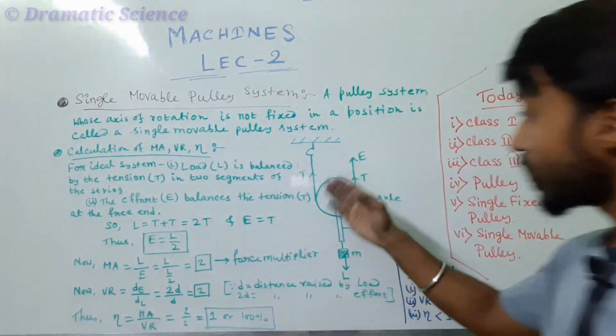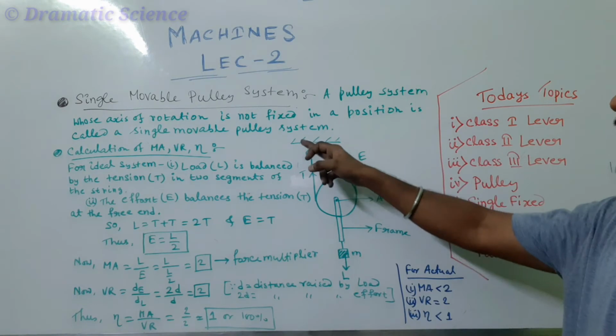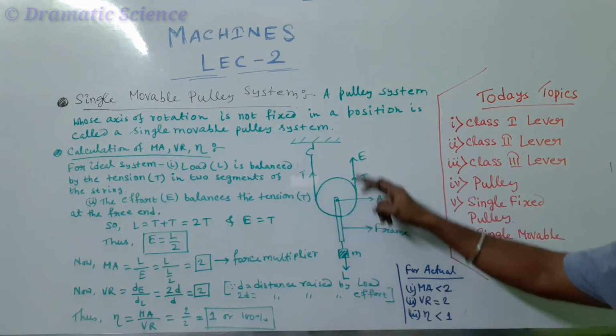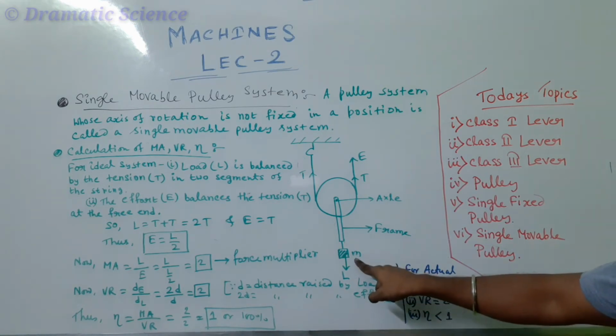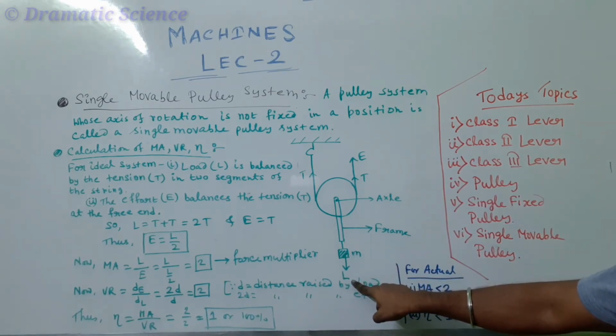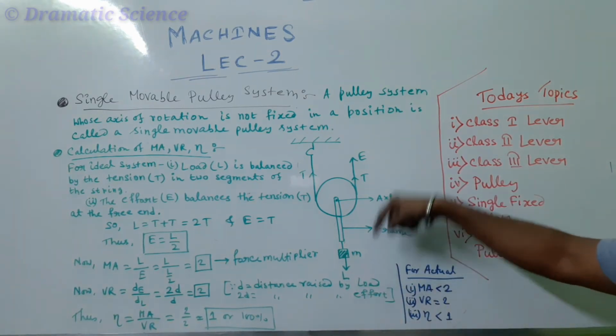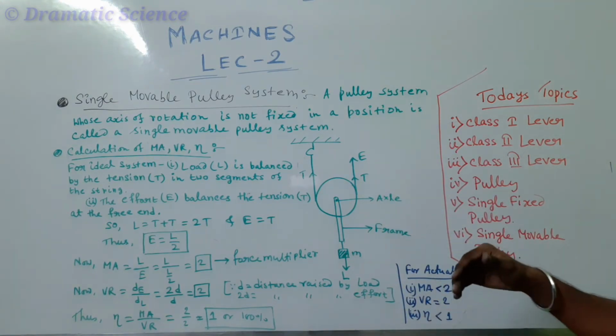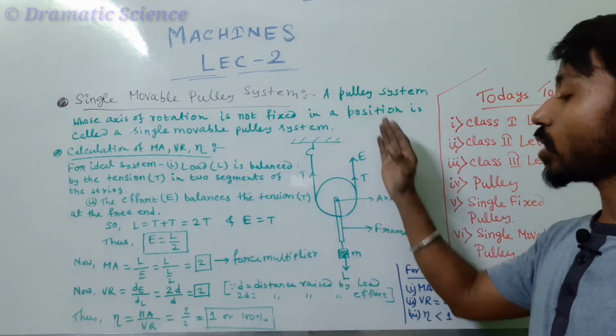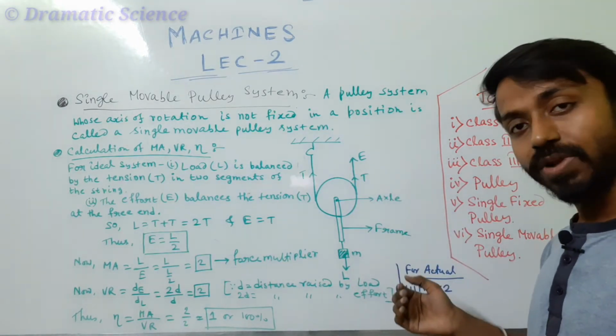Okay. So this one is the diagram. This one is a rigid support, pulley system, axle, frame. Here is a load. You can see M, L. L is the load acting in the downward direction. So we need to give effort in the upward direction to pick the load, right?